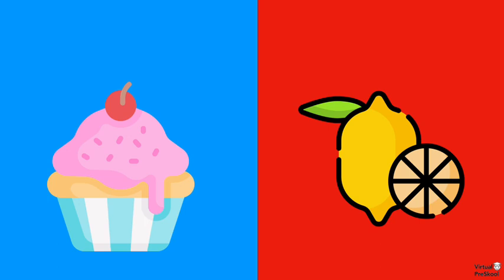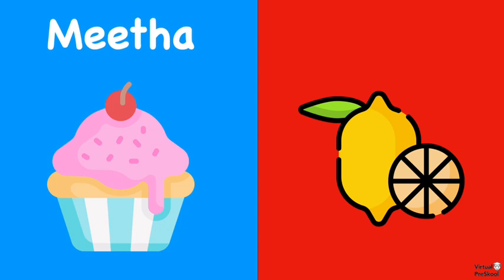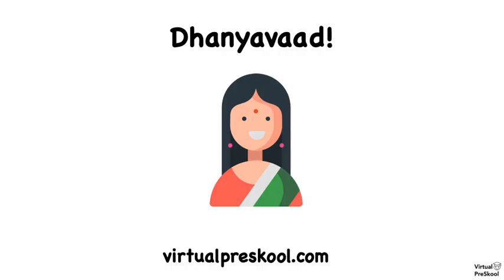Let's review our words for sweet and sour one more time. Sweet is meetha and sour is khatta. Great job! This was a lot of practice. You did a really good work, and if you need to replay this video, do it as many times as you need to before you don't need the guides anymore.